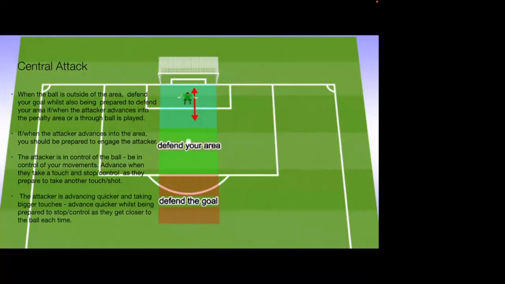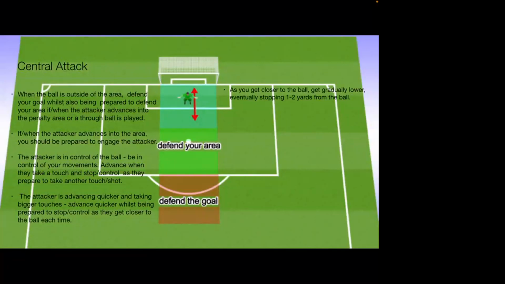If the attacker's advancing quicker and they're taking bigger touches, you can advance quicker whilst also being in a position where you can stop and control as they get close at the ball each time. So you think they take a big touch, the next touch when they get on the ball could be a shot. You don't want to still be moving as that ball's travelling towards you and travelling towards a goal.